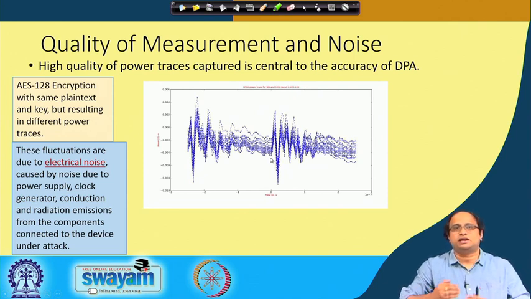If you want your power capture to be accurate, you would like this variation to be as small as possible. This variation takes place because of the noise in your implementation. These fluctuations are typically caused by electrical noise, such as noise from the power supply, clock generator, and conduction and radiation emissions from the components connected to the device under attack. This is an important aspect to consider when we discuss power attacks.